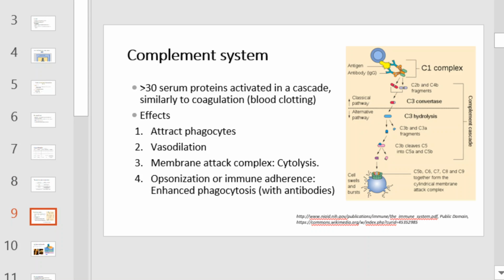The complement system. The complement system involves more than 30 serum proteins activated in cascade, similarly to the coagulation process of blood clotting. The complement system affects phagocytes, vasodilation, membrane attack complex, or cytolysis, and opsonization, or immune adherence.